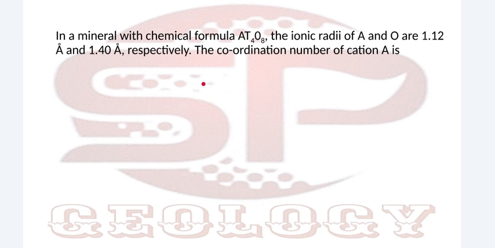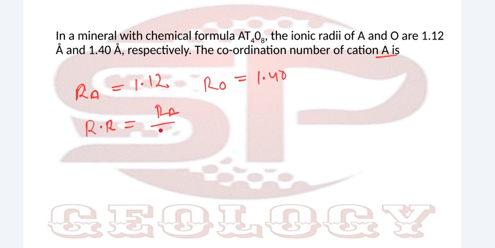In the mineral chemical formula AT4O8, the ionic radii of A and O are given. Radius of A is given as 1.12. Radius of O is given as 1.40. A is the cation and O is the anion. So we have to calculate the radius ratio here. The radius ratio will be Ra by Ro, that is 1.12 by 1.40.